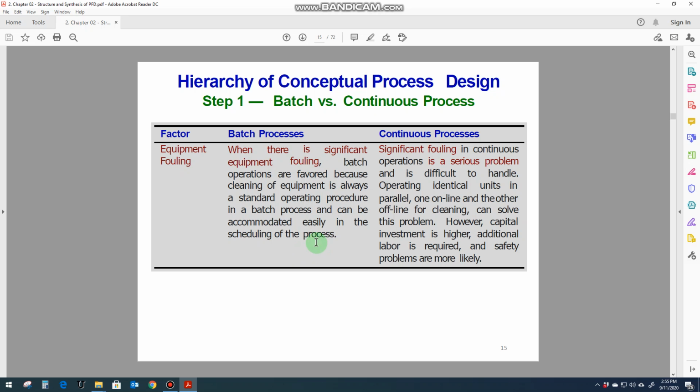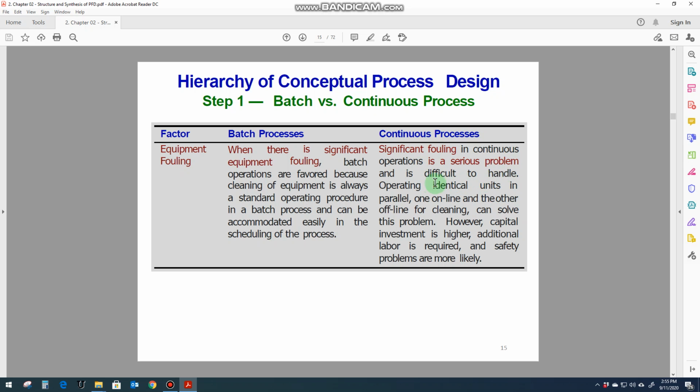And in that case, it will not affect the next batch. However, in the continuous process, significant fouling in continuous operations is a serious problem and is difficult to handle. Now, if there is some fouling in the continuous process, we cannot remove that equipment from the process and clean it, right?